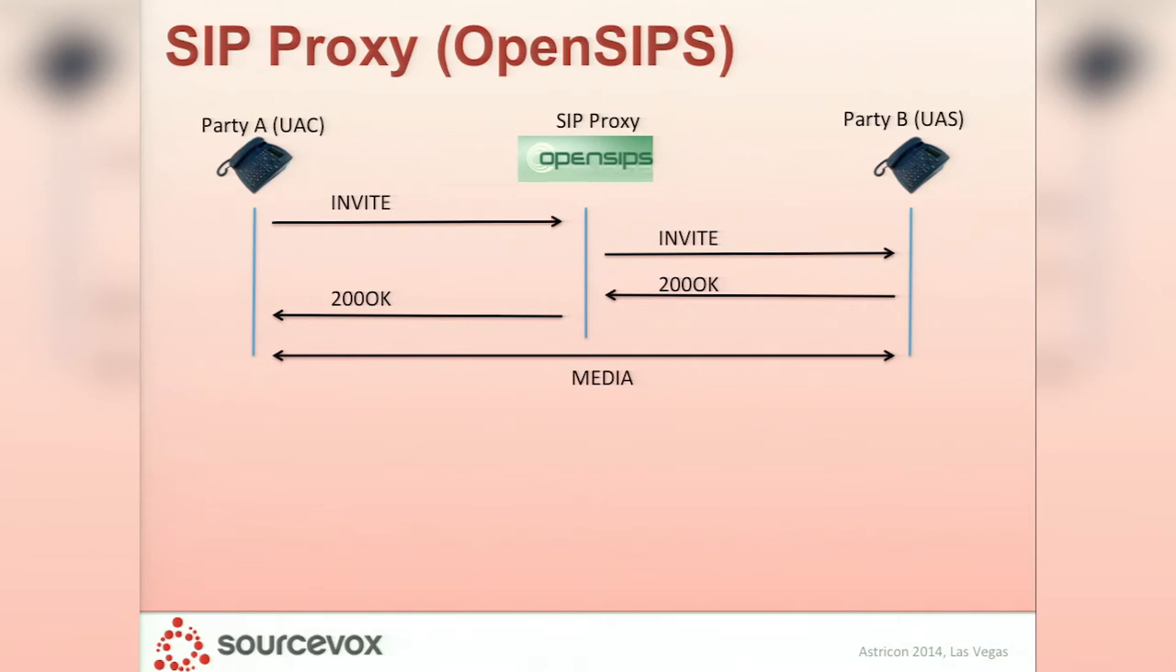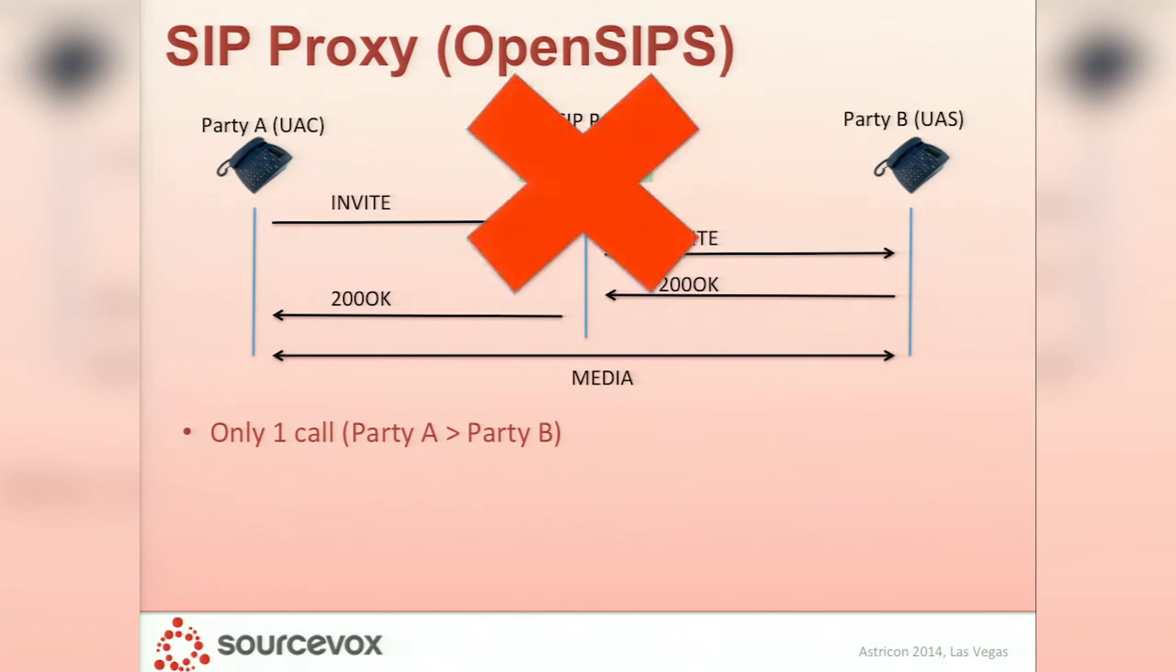And the key difference is that OpenSIPS will just add some headers to say to party B, hey, when you send your 200 OK back, make sure you send that 200 OK through OpenSIPS. So it just is basically passing the message on and then passing it back when it comes along. So the call gets set up as per the previous slide. And the other key difference is the media is now going between the two phones. In the previous slide, Asterisk was handling the media and the media was going through the Asterisk box. In this scenario, the media is going directly between the two phones.